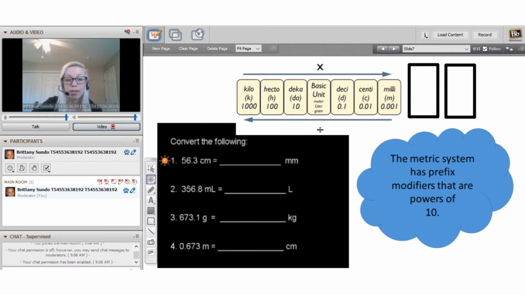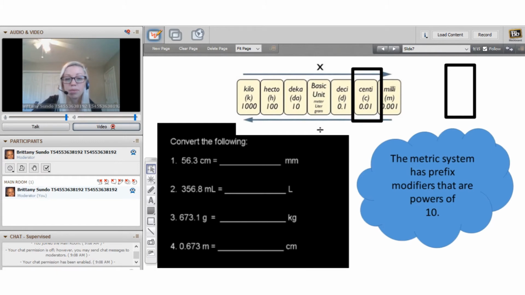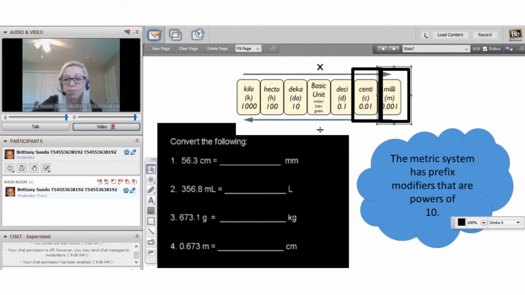So number 1 says to convert 56.3 centimeters into millimeters. The first thing I'm going to do is I'm going to look at my chart to locate centimeters. Well, I can see that centimeters are located right there, so that's where I'm starting. I know that I need to move to millimeters because that's what it's asking me to convert to. So next I'm going to find millimeters. Now, the metric system has prefix modifiers that are powers of 10. So that's why you'll see as we move up the chart, they are multiplying. And as we move down the chart, they are dividing. That's what we're actually doing when we're moving up and down this chart with those powers of 10.